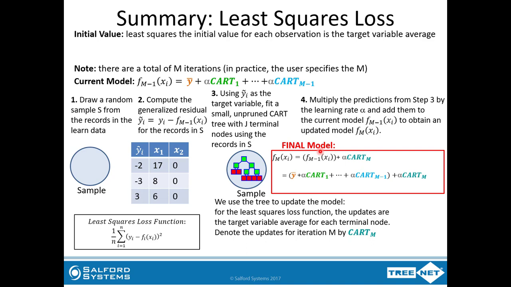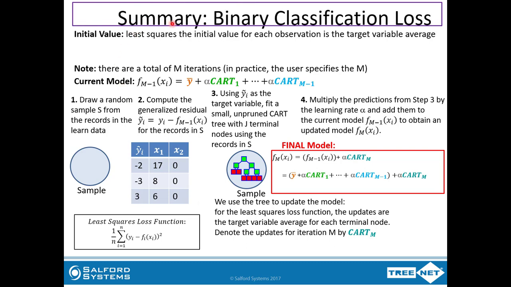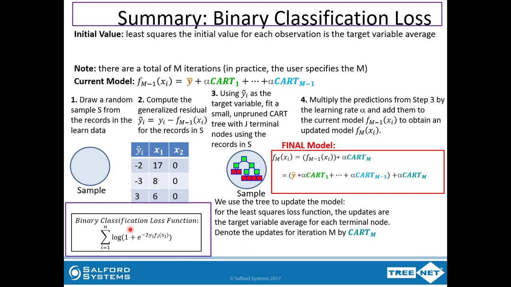So, just as a brief summary, this is the summary for the least squares loss. So you may be asking, well, how do you go from least squares to classification? So we're going to do that now. So first, this is for the binary classification loss. So the first thing naturally that's going to change is the loss function. So we're going to go from the least squares loss function here to the binary classification loss function, which is here.